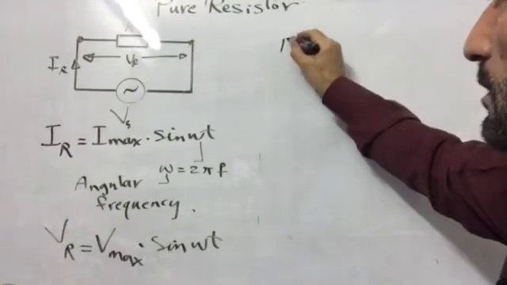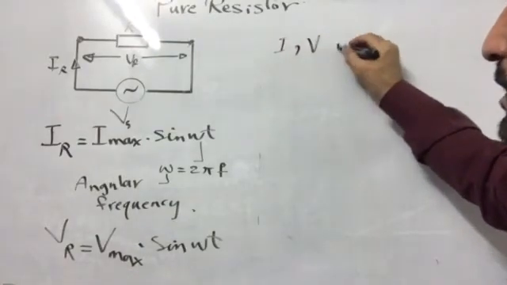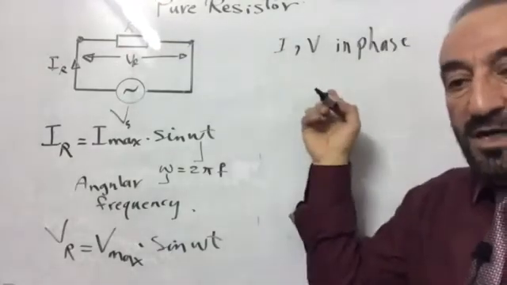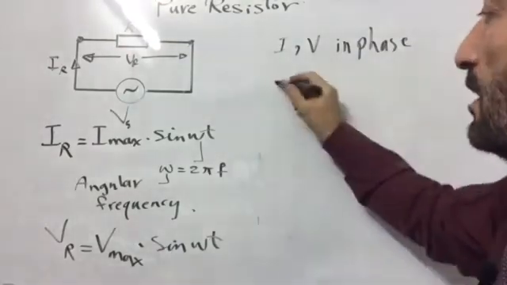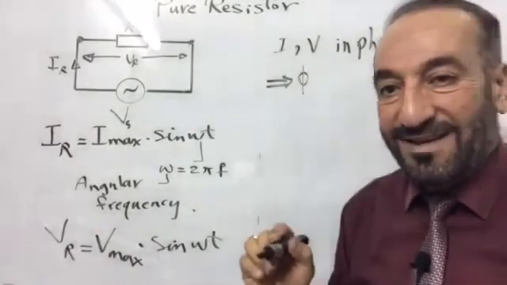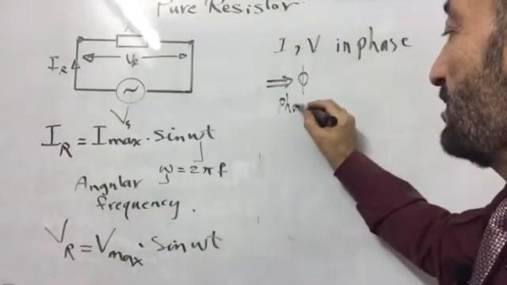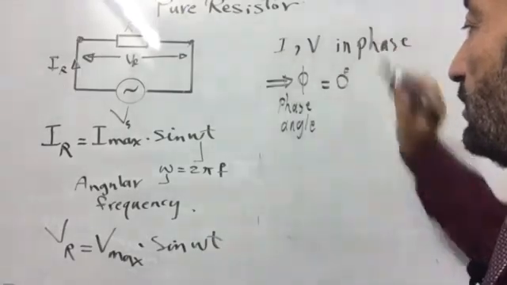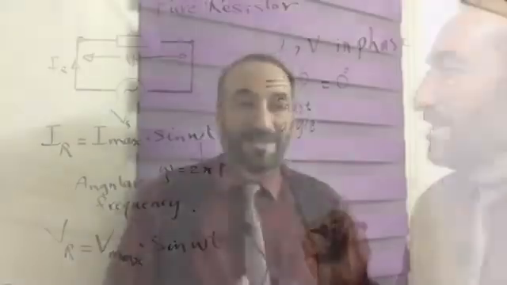I and V in phase. I and V in phase means that phi, the phase angle, is equal to 0. Now we mentioned that, what's the meaning of pure resistor? Pure resistor means absence of inductance.